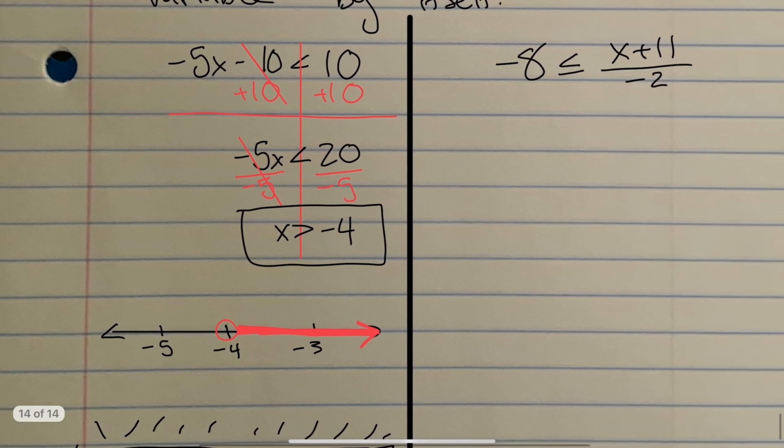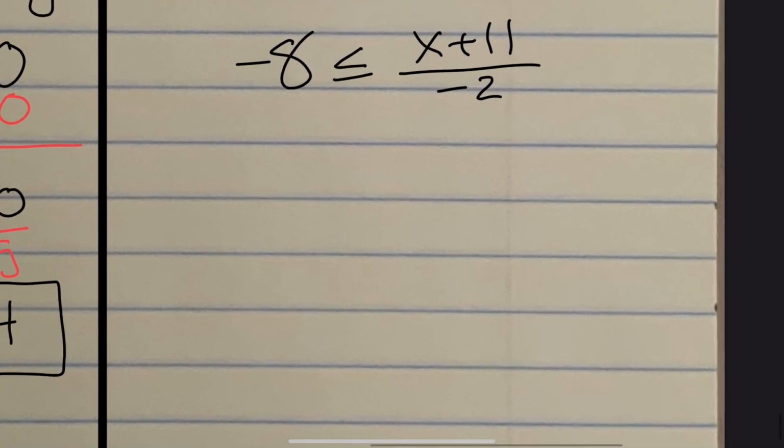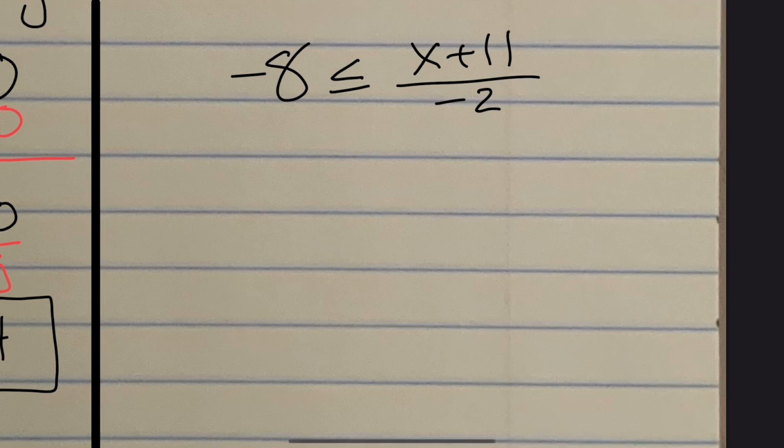We only did 2 in class, and I wanted to take a look at a fraction one because I know on our quiz that was a particularly difficult one, so I wanted to make sure we got this in our notes just in case. All right, so we have negative 8 is less than or equal to x plus 11 over negative 2.